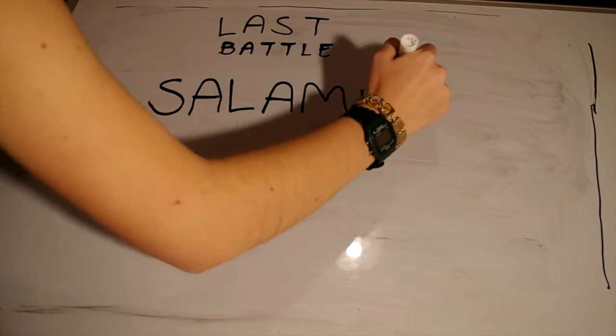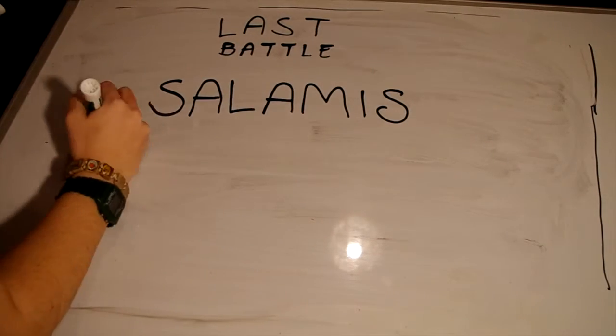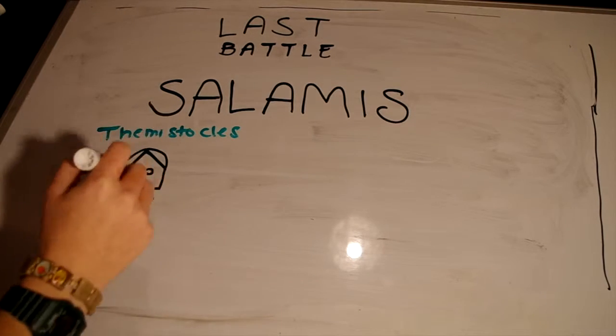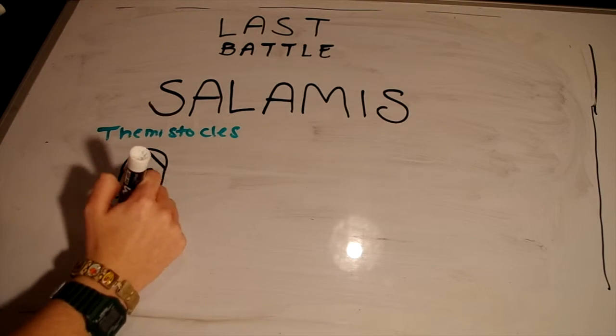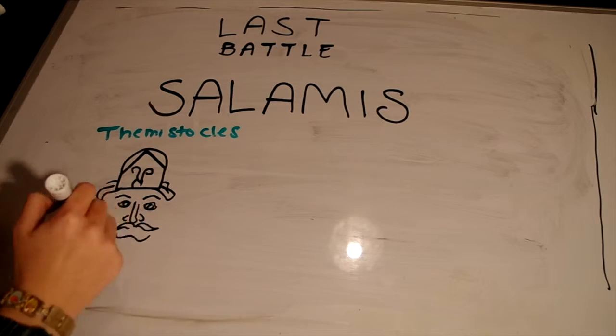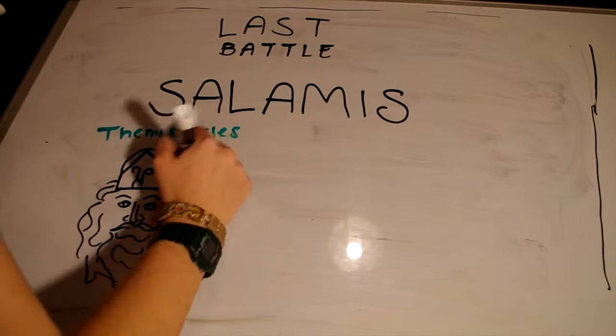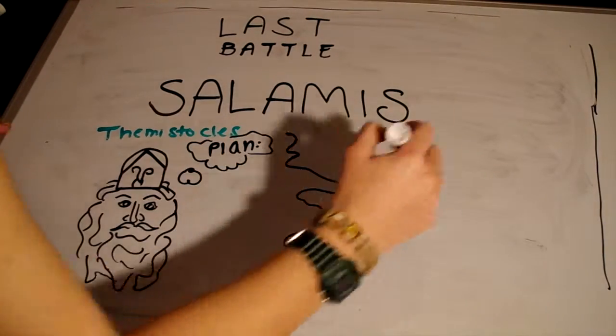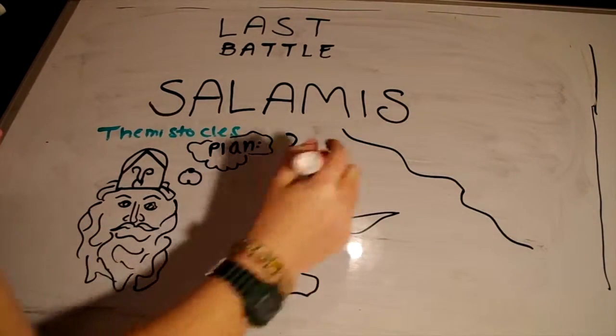The last and final battle was the Battle of Salamis. This was the turning point of the war. It was a decisive naval battle that would come to determine the outcome of the war. Themistocles, the current leader of Athens during the Persian War, had a plan to lure the Persians into the narrow strait between Salamis and the mainland.